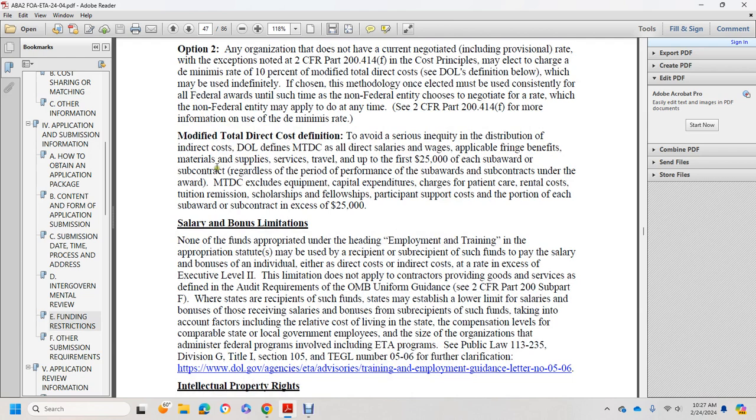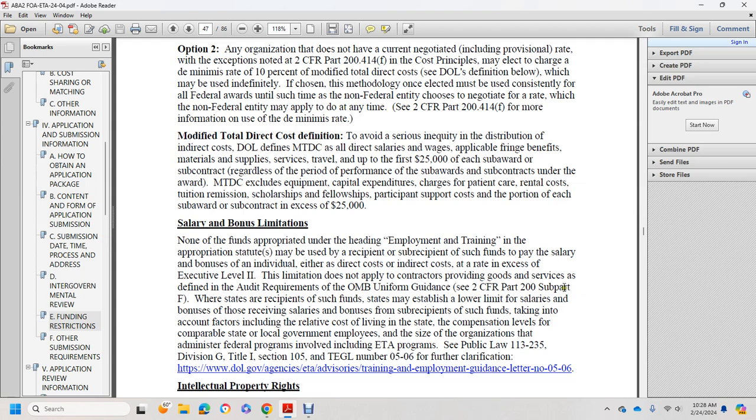Salary and bonus limitation. No funds appropriated under the heading of Employment and Training, given the appropriate statute, may be used by the recipient or sub-recipient of such funds to pay the salary and bonus of an individual, either as direct costs or indirect costs, at a rate in excess of Executive Level 2. This limitation does not apply to contractors providing goods and services as defined in the audit requirements of the Office of Management and Budget Uniform Guidance. See Title 2 Part 200 Subpart F.